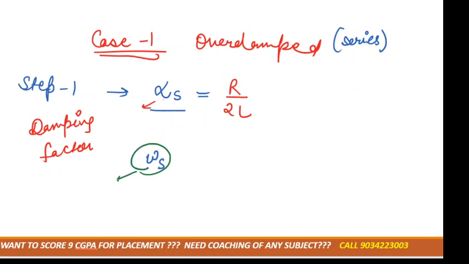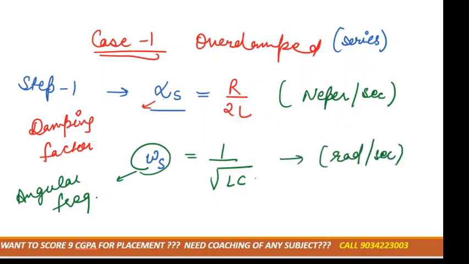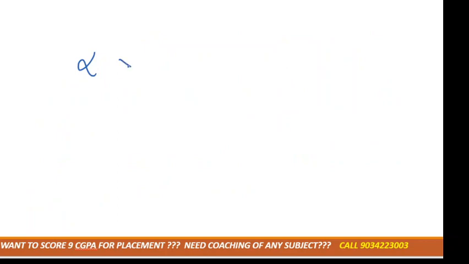And what is omega s? Omega s is the angular frequency. Okay, for omega s, the formula is 1 by root over LC. Its unit is Neper per second. Okay, and its unit is radian per second. Clear? Now how do we know that this is the case of overdamped? If the alpha value is greater than omega naught, then that would be the case of overdamped. Okay, so that was step number 1 completed.